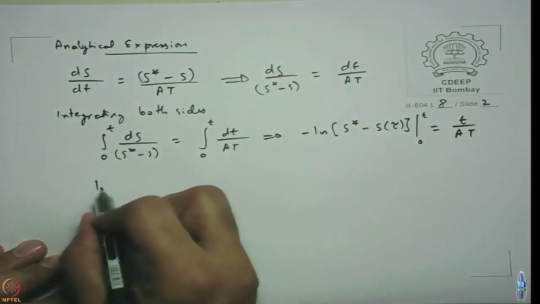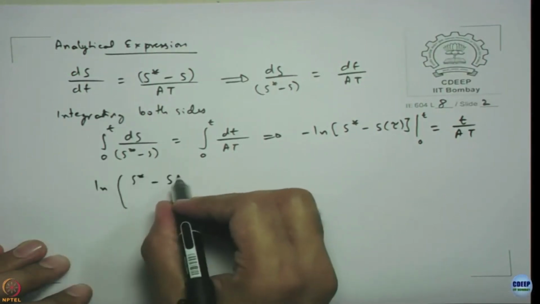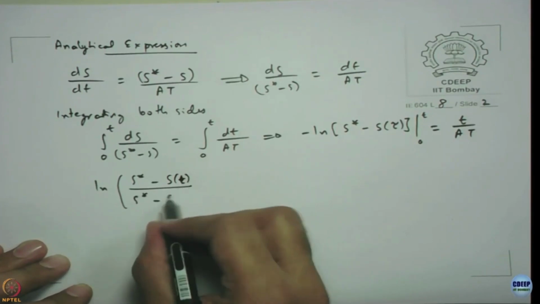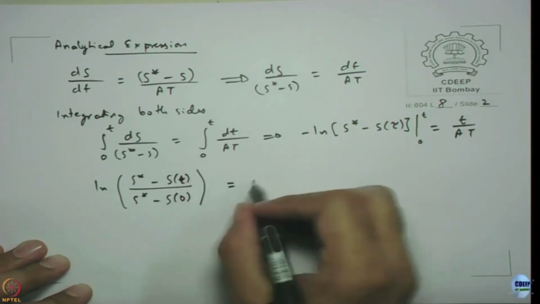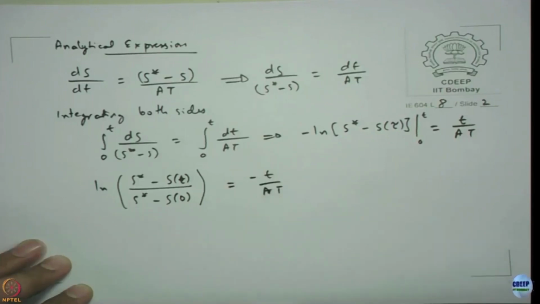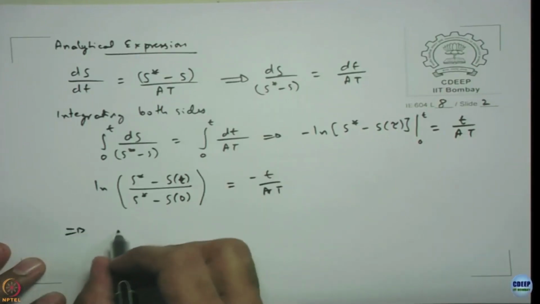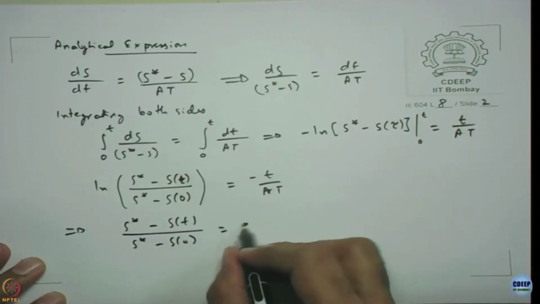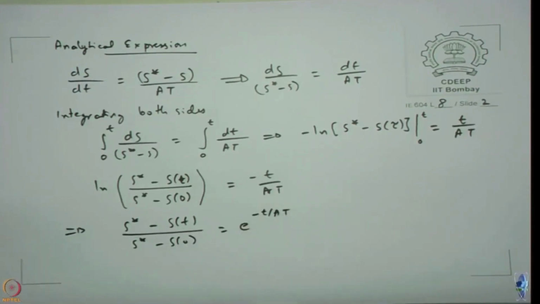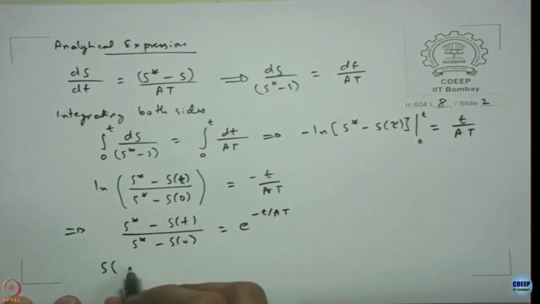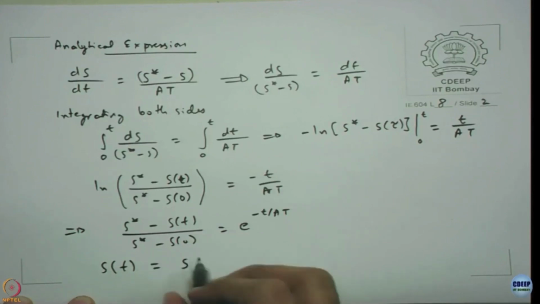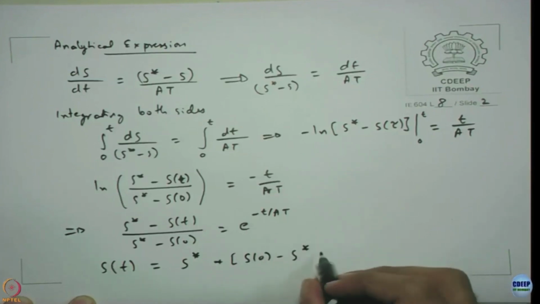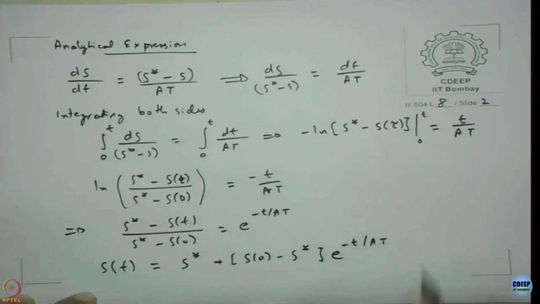So here I have logarithm of s star minus s of time 0 divided by s star minus s of time 0, minus t by at, which will be equivalent to s star minus s of time t divided by s star minus s of time 0 equal to e power minus t by at, which means my s at time t is equal to s star plus s naught minus s star e power minus t by at.